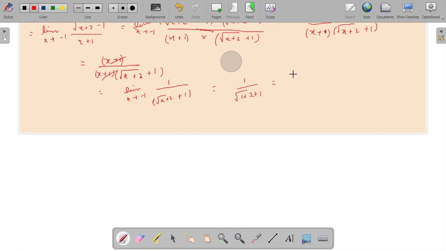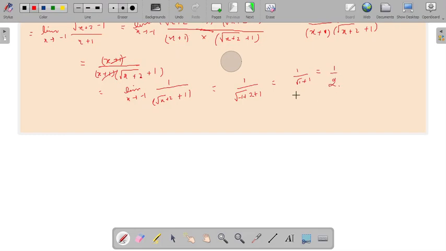Dear kids? Yes, tell me. This is minus 1 here. So we'll have under root 1 plus 1, which is equals to 1 by 2.